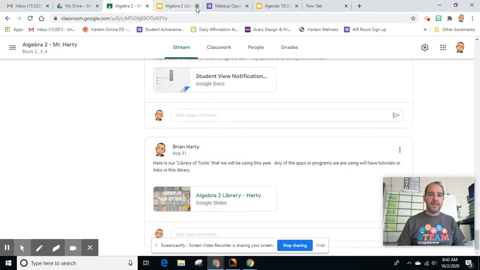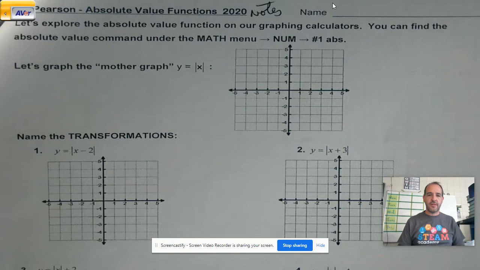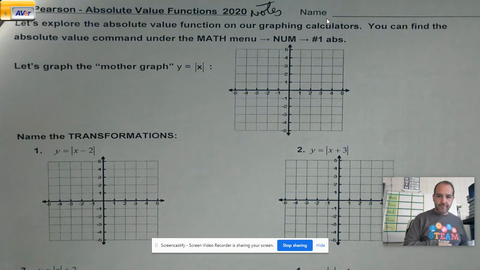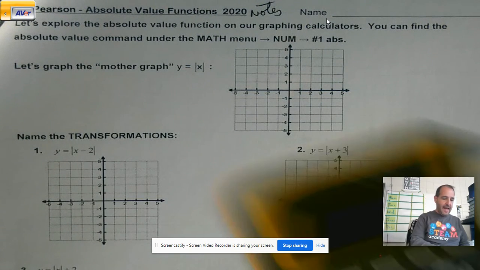So okay, let's get those back out of the way. Let's jump back into our regularly scheduled programming here. So absolute value on the graphing calculator. A couple of things to take note of, as it says here at the top.